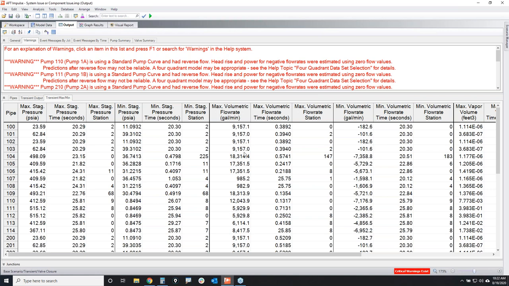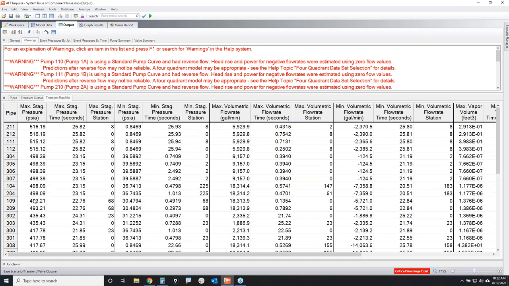The next thing that you might want to look at is what your maximum and minimum pressures are. And this table is sortable. So if you right click, I can sort in, let's do descending order. That way we see our highest pressures first. So our highest pressures are over 500 PSIA. Now, where are these pressures occurring?